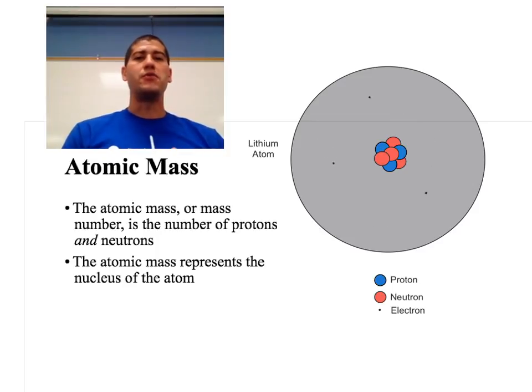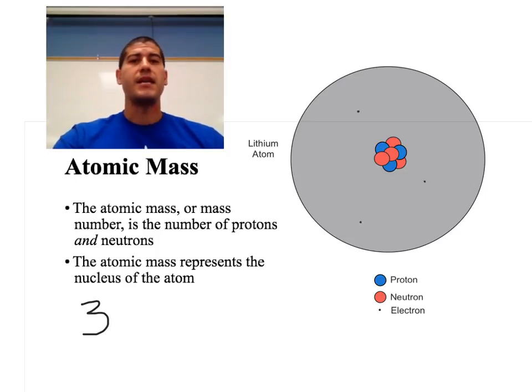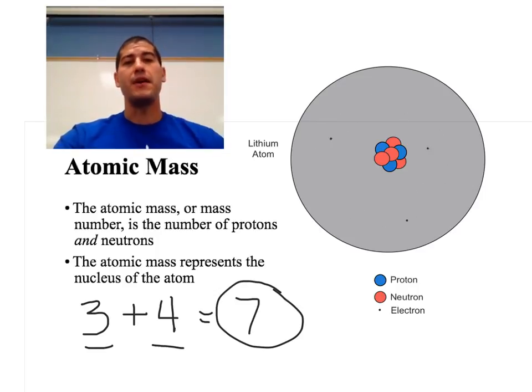and so the atomic mass is the number of protons plus the number of neutrons. So to find the atomic mass of this lithium atom, we would count the protons, 1, 2, 3, and add them to the number of neutrons, 1, 2, 3, 4. The atomic number for lithium is 3 because it has 3 protons, and the atomic mass for lithium is the entire nucleus of the atom, protons plus neutrons, so the atomic mass or mass number for lithium is 7.